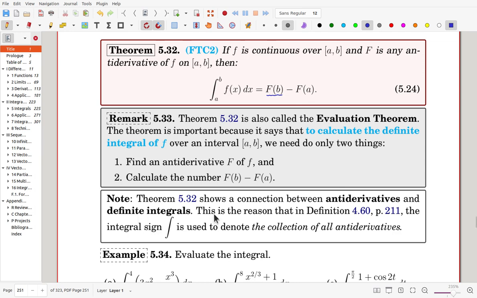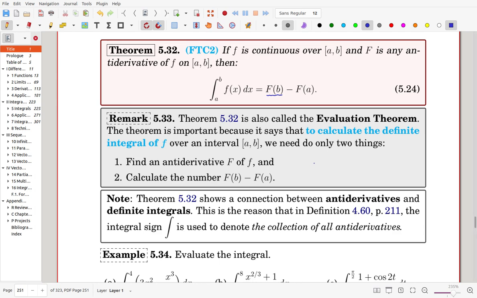This is the reason that when we define the antiderivative, we use the integral sign to denote the collection of all antiderivatives. And because of this connection, we did.